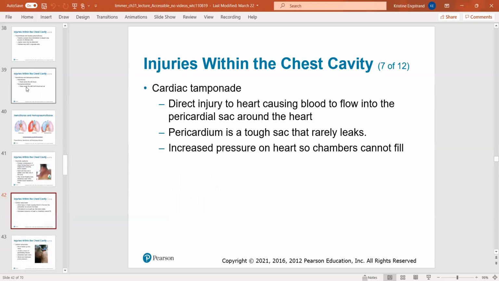Tamponade is a direct injury to the heart, causing blood to flow into the pericardium. The pericardium sac is around the heart. It protects the heart. It rarely leaks. So if we've got an injury causing blood to go in there, it's going to put so much pressure in that sac that the heart chambers can't fill, and they're going to go into arrest.